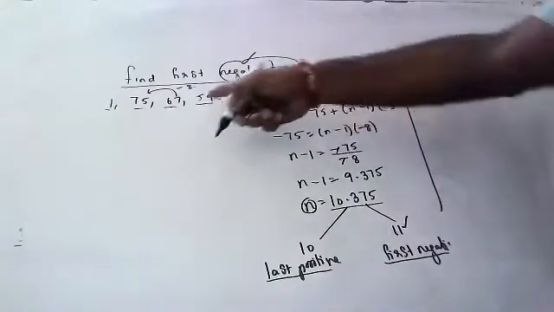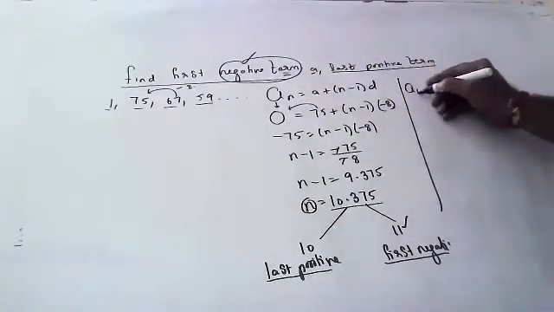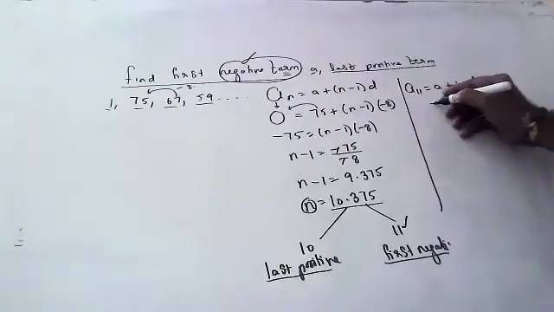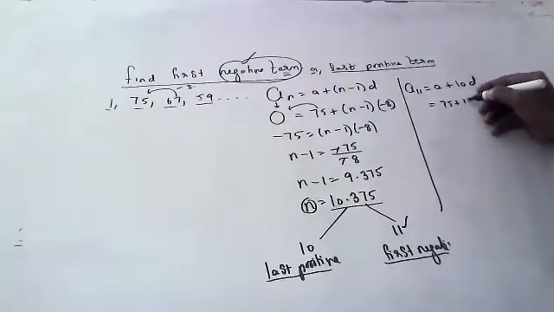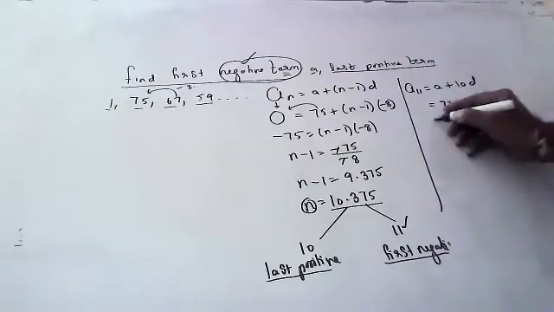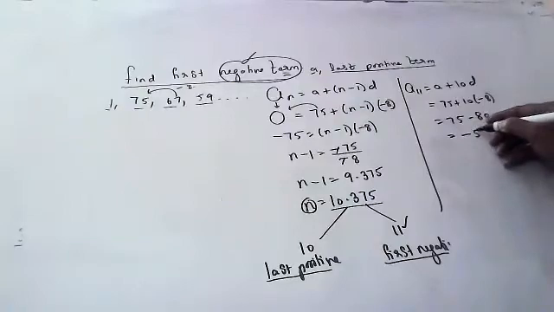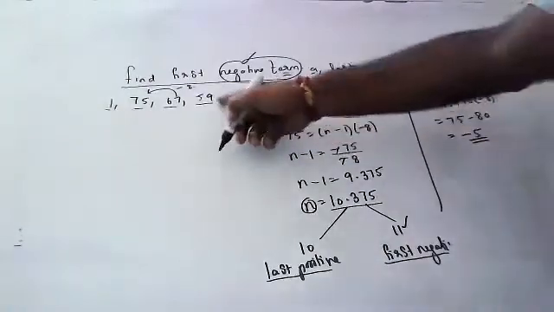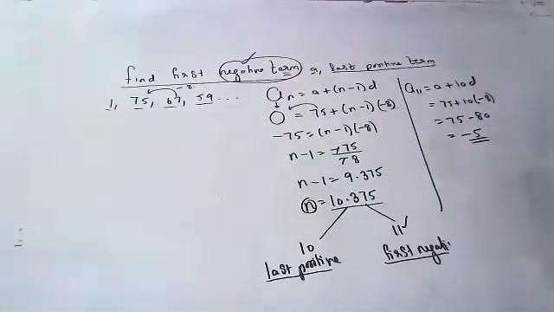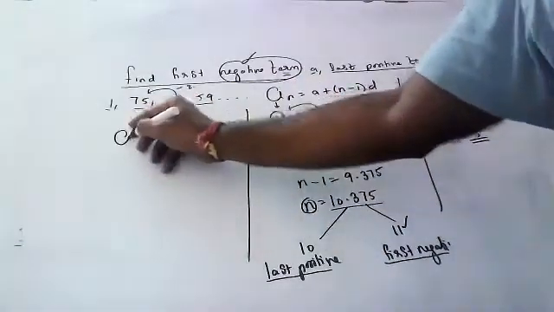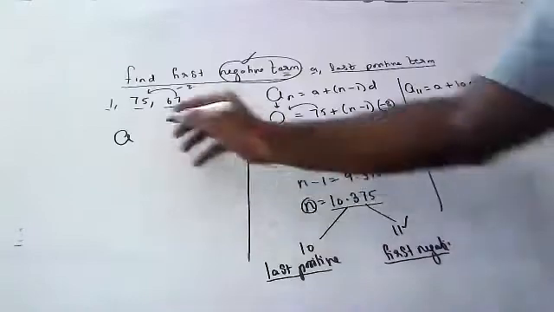Children, let's find the 11th term of the series. a11 is equal to, we all know, a plus 10d. Please try to understand: 75 plus 10 into minus 8, which is 75 minus 80. So minus 5 is the first negative term in this sequence. Now let us see the last positive term also, children. We should find a10. a10 is the last positive term.